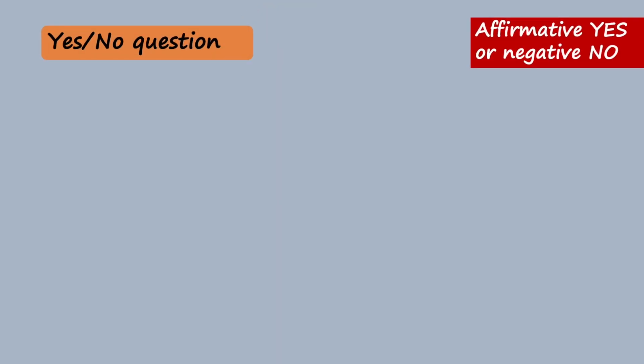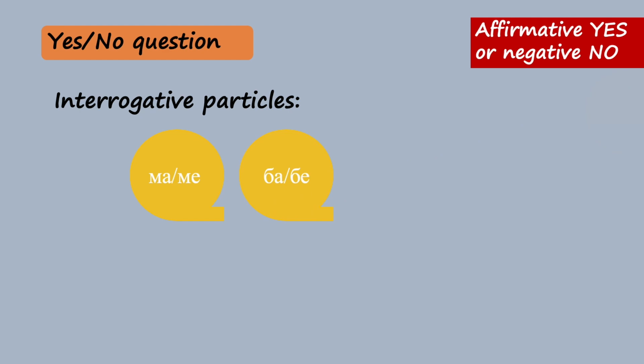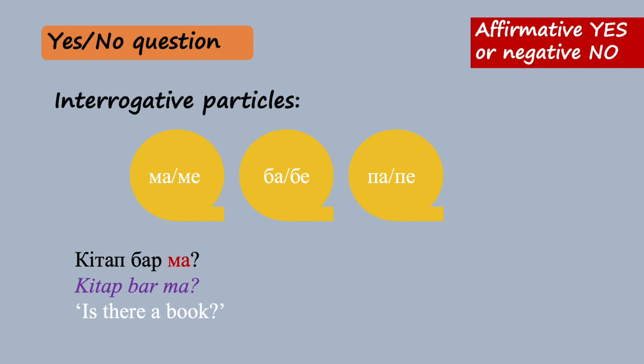The second subtype of interrogative sentence is yes-no questions. These question sentences are designed to be answered simply with an affirmative yes or a negative no. They are formed with the help of interrogative particles such as ма, ме, ба, бе, or па, пе, which are written separately and stand at the end of the sentence. For example, "Кітап бар ма?" Is there a book?